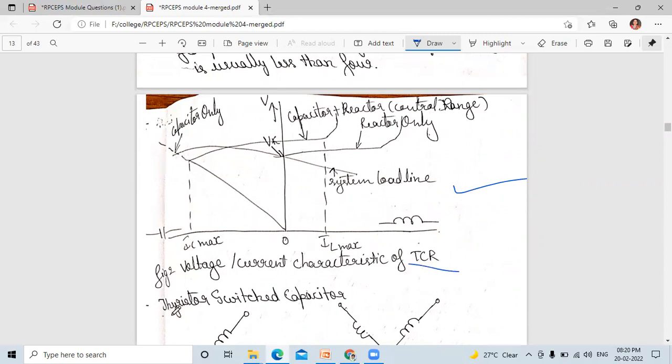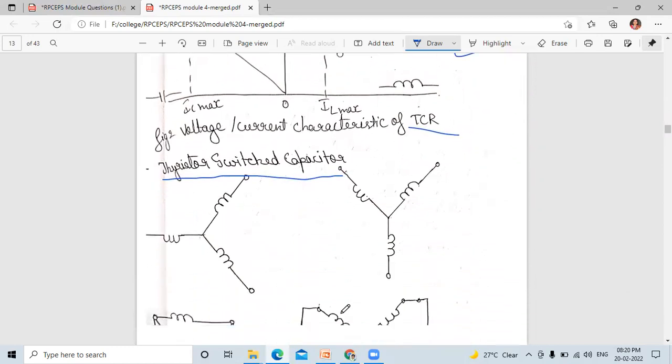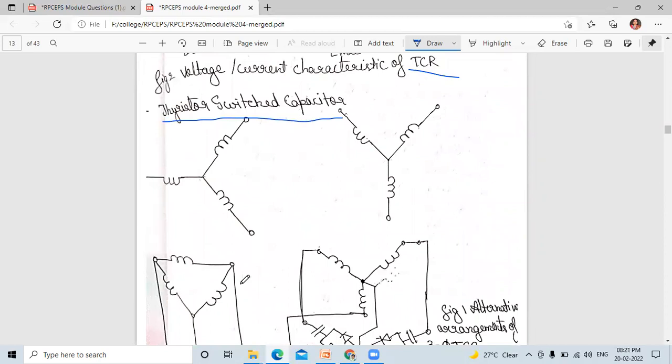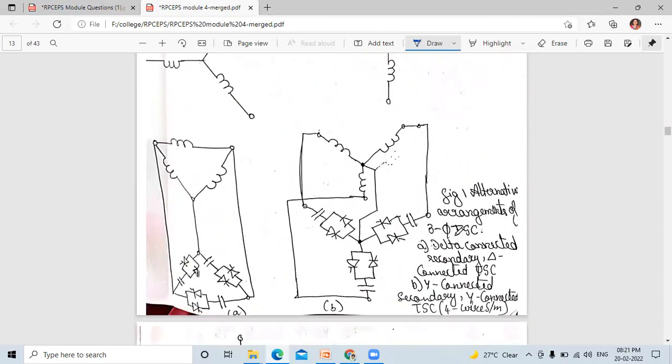Here the heading is thyristor switched capacitor. Many students are writing the wrong answer. You need to know what it is. Thyristor switched capacitor. This is the circuit for that. This is the primary. Don't divide the circuit. Okay, this is the primary and this is the secondary part.